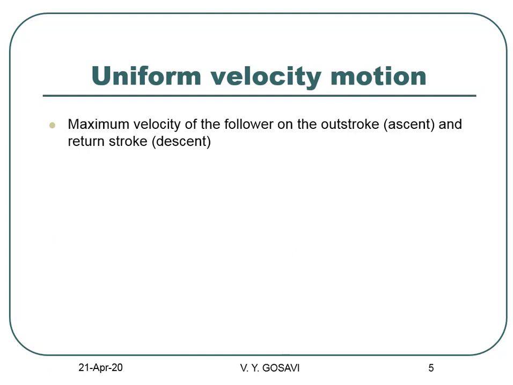Maximum velocity during outstroke and return stroke can be calculated with the help of these equations. Here VO represents the maximum velocity during the outstroke that can be calculated as omega s divided by theta O, where omega is the angular velocity of the cam, s is the stroke or lift of the follower, and theta O is the angular displacement of the cam during outstroke.